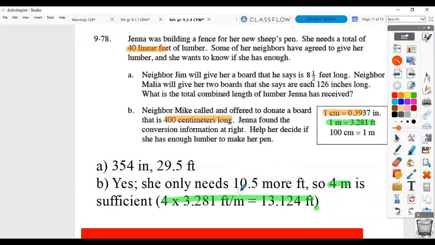So that's more than enough, because she only needed another 10.5 feet to make 40, and she actually got over 13 feet. So again, you could do this in more than one way. If you chose to convert it to inches first, you could do that, but then you'd have to also change from inches to feet. So instead, what they're suggesting is, or what I did, I guess, is to move the decimal 2 places to the left to change the centimeters to meters, and then convert right to feet in one step.